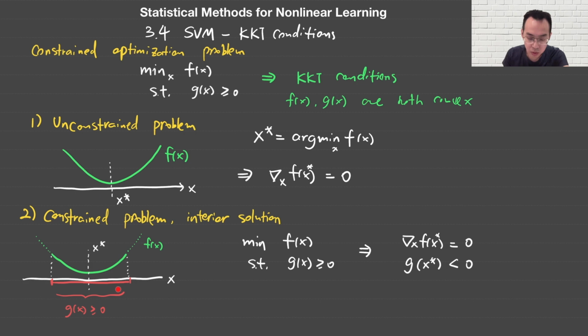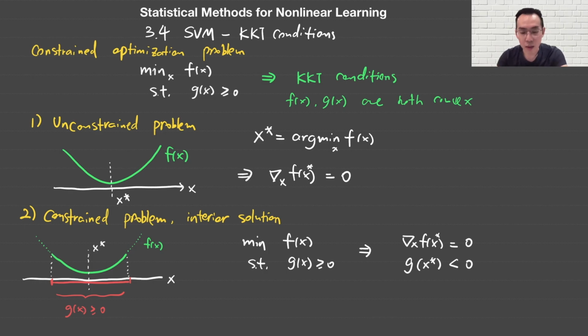So suppose the solution is interior, then that really doesn't change much from the unconstrained problem, right? Because we can still set the gradient equal to 0. But also that means our constraint needs to be satisfied, right? This g of x star needs to be greater than 0. That means the optimal solution lies in the interior of this constraint. Well, that's really the second case.